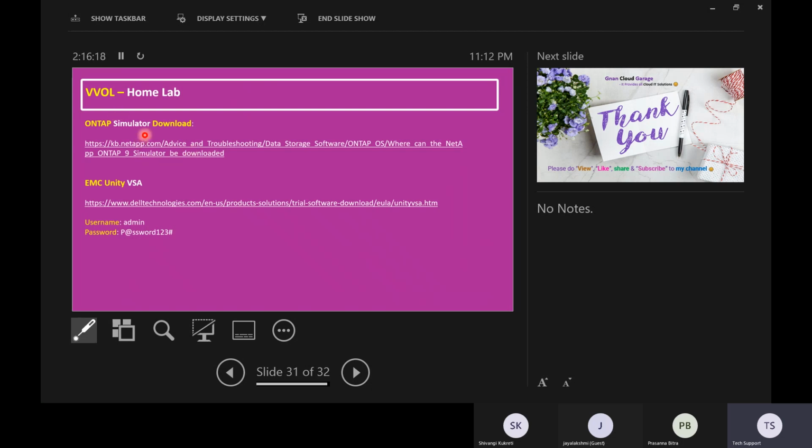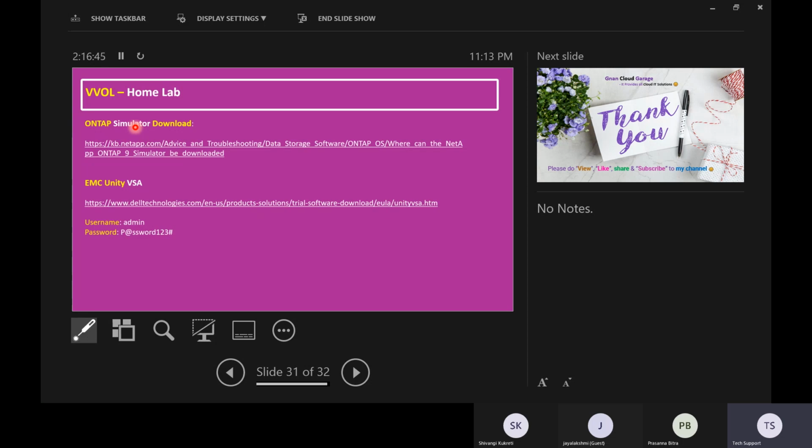This is one method we can use, and another method is EMC. Nowadays EMC is also acquired by Dell. It's the Dell EMC Unity VSA. VSA means virtual storage appliance. For this appliance software you can also get a trial version. You can find it from this site. Normally for both appliances the default username is admin, and the NetApp ONTAP Simulator will work without a password. You can just use a blank password and press enter.